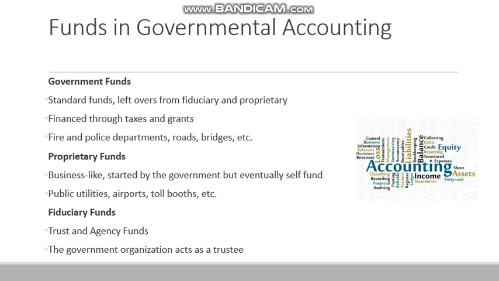And then the third branch we see are fiduciary funds. Those are funds where the specific entity is just a third party or a trustee of the funds. And examples would be trust and agency funds, where they're taking care of the money in a way, or they are a third party in a way, but the funds they're managing are not their own.